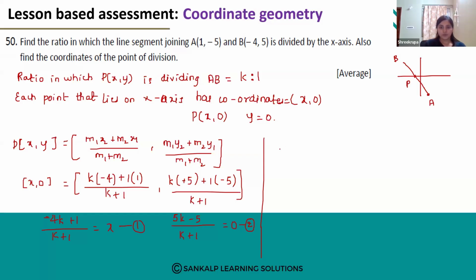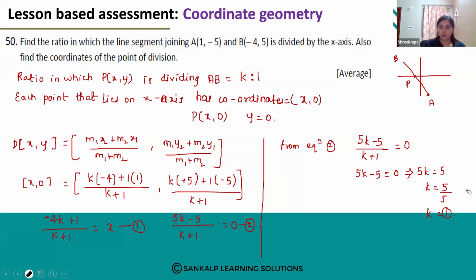Okay. So from equation 2, (5k minus 5) divided by (k plus 1) equals 0. If we cross multiply, 5k minus 5 will be 0 and 5k is equal to 5 and the k value will be 5 by 5. Here minus 5 will become plus 5 when we shift it to the other side of the equal sign. So the k value is 1.